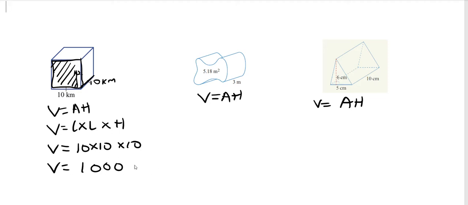1,000 kilometers cubed. So we found the volume. So it's saying there are 1,000 cubes in that large cube there. So it's a very large cube.